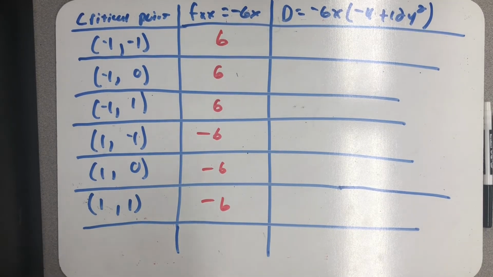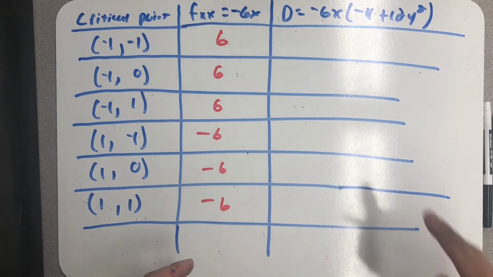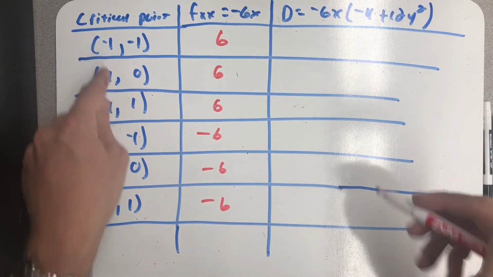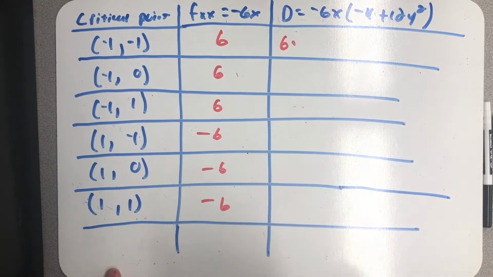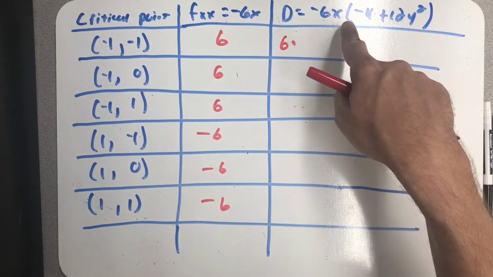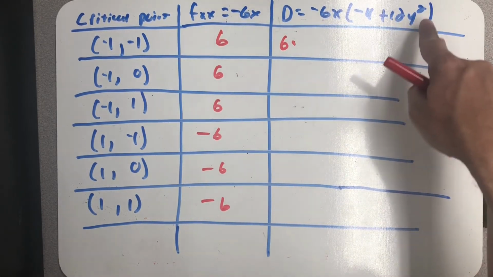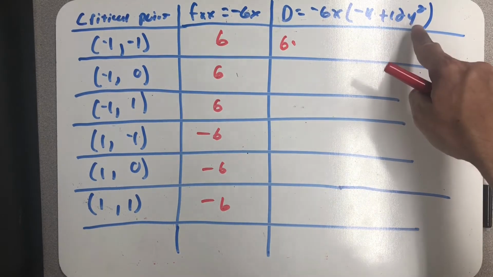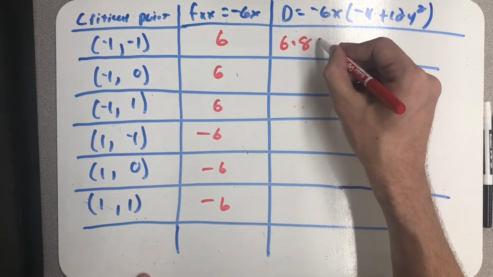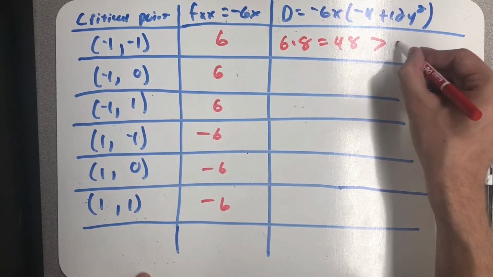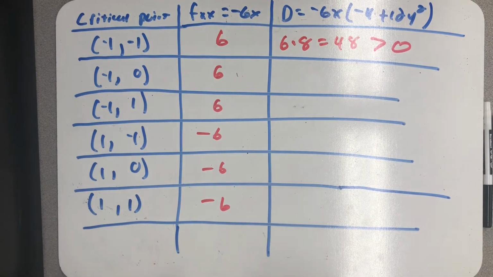Okay, so I'm going to fill in this. Hopefully I get it all right, because I have to plug in an x and a y. So let's see, I'll have a 6 times minus 4 plus 12. Well, nicely enough, minus 4 plus 12 is 8, so that's 48. All I really care about is that it is larger than 0.